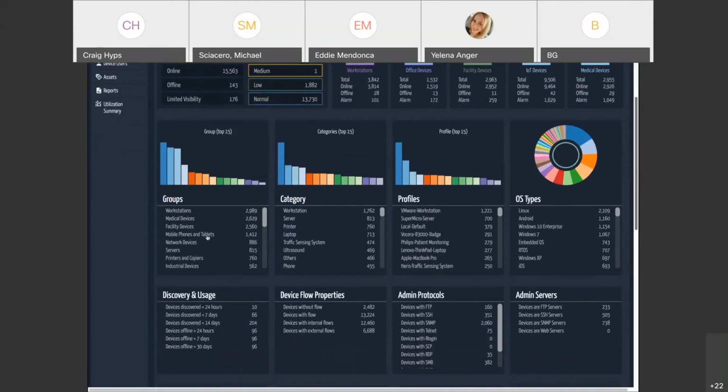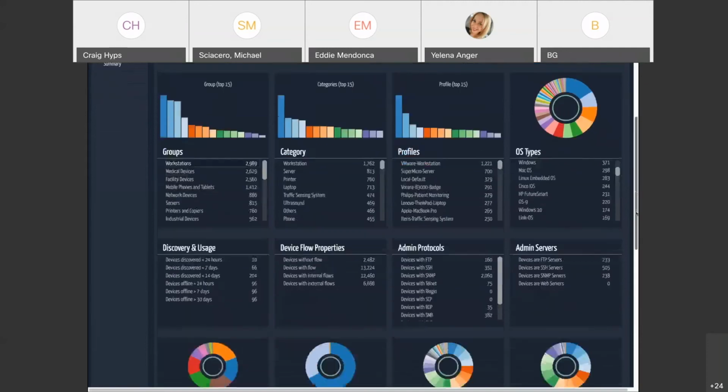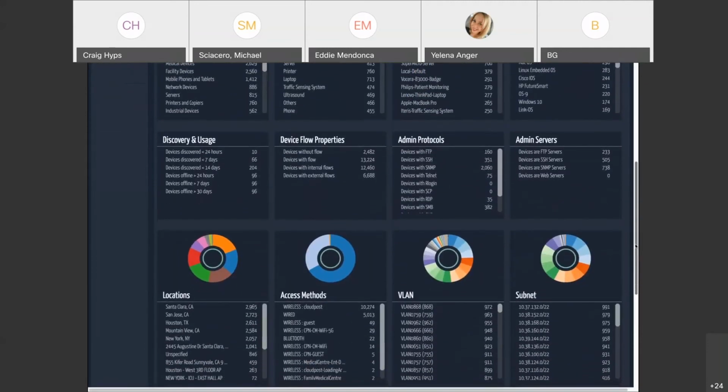Being able to see what the groupings are, what types of categories there are within, say, just medical, and see what types of devices or specific classification profiles. How many are running specific operating system versions, so you can then find quickly which ones are still running unsupported systems.